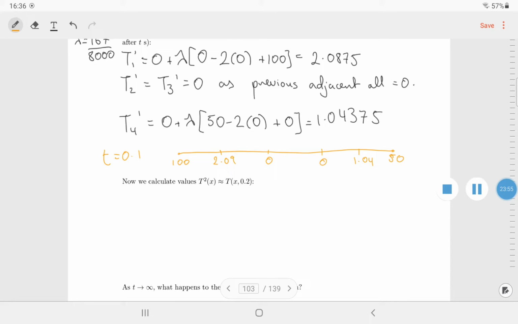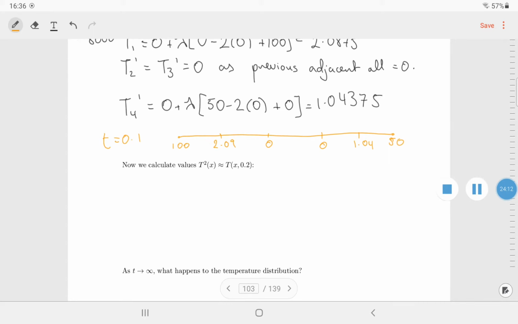If you pick a smaller t, say t equal to 0.05, 2.09 and 1.04 might be relatively accurate, but the two interior nodes will have picked up some temperature at that time. Okay, so let's go again using the same formula. So we get T1, 2. So the 2 refers to the time after this.